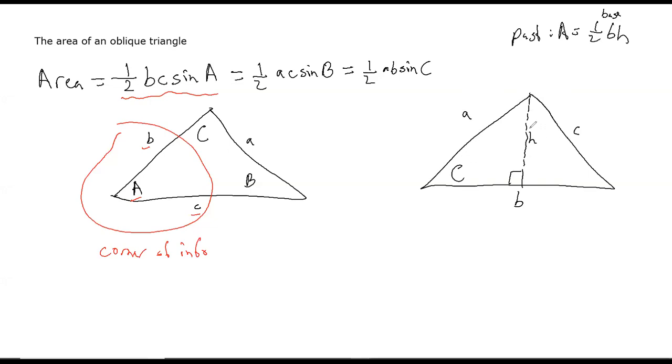And then H would be the opposite. So you'd want to use sine. The sine of angle C would be H over A. If you multiply both sides by A, the A's cancel. And we get that A times the sine of angle C is equal to H. So we're just going to plug that in.